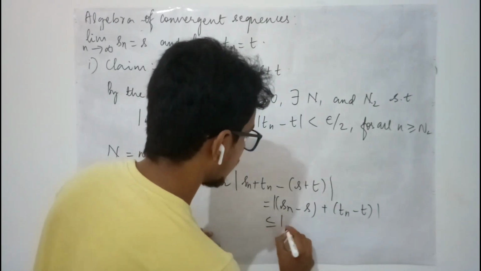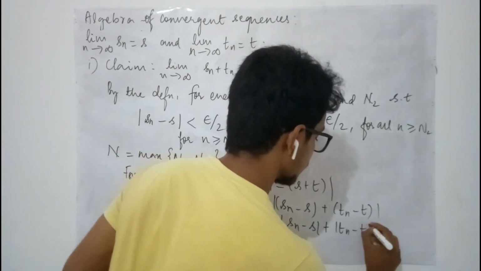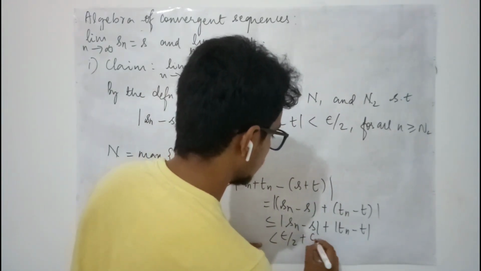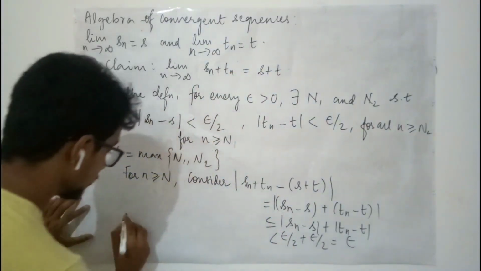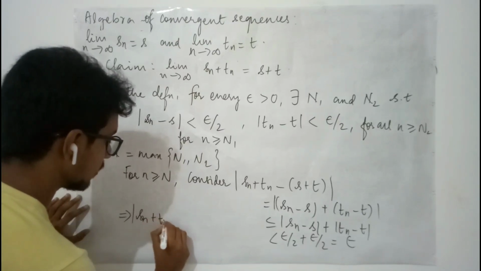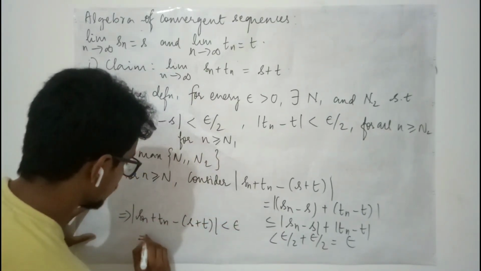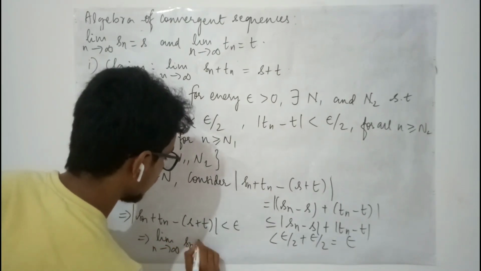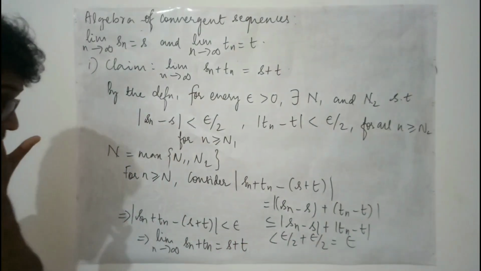Using the triangle inequality, I am writing like this. And what is this? This is epsilon by 2, and this is epsilon by 2, and finally the resultant is going to be epsilon, which means I have absolute of Sn plus Tn minus S plus T less than epsilon, which implies the limit as n goes to infinity of Sn plus Tn is S plus T.